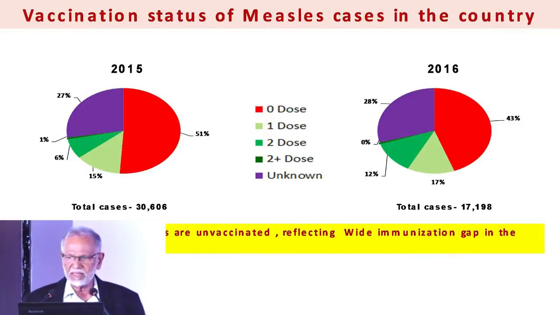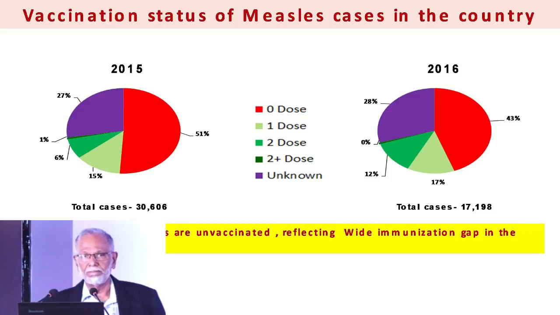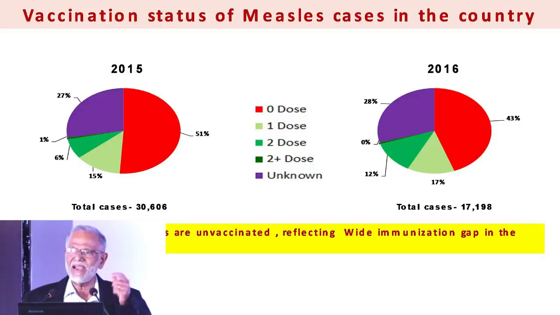The measles cases that were noted in 2015 and 16, look at the red part of the pie chart: unvaccinated. Some with 1 dose and a few with 2 doses. Remember, this is a demon lurking in the corner that might trip us up when you go for elimination. So we need to know whether the way we vaccinate with 2 doses would be sufficiently powerful enough to break the transmission.